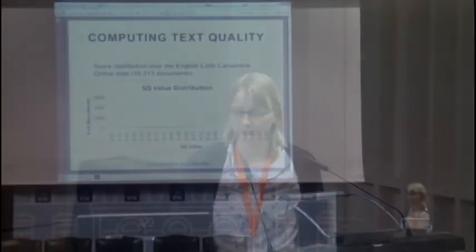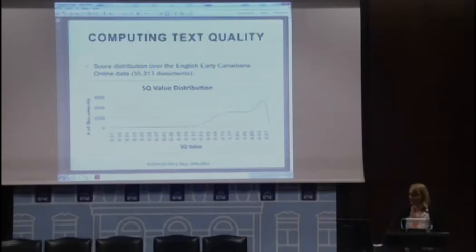So this is just how the score distributes over all of the Early Canadiana Online documents, for specifically the English ones. You can see that the score is quite high, around 93 to 98, and then goes down for quite a lot of the sort of a majority of the documents.